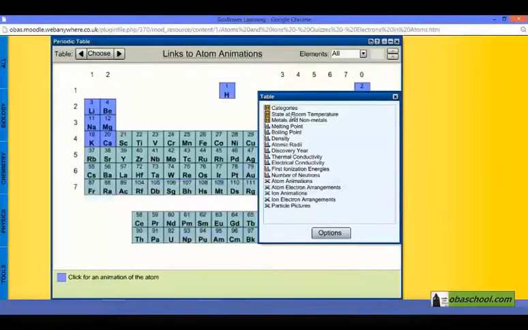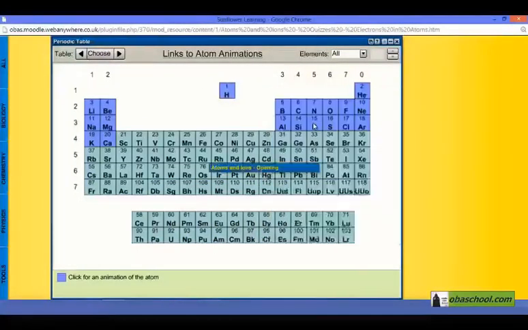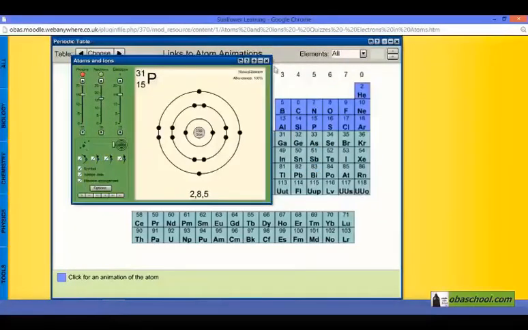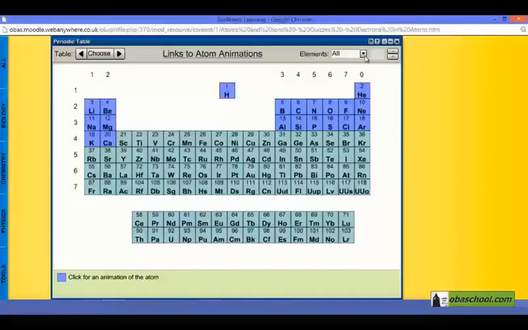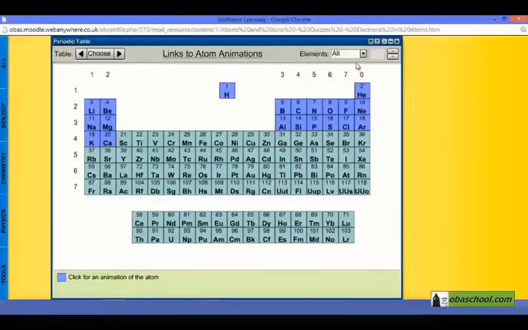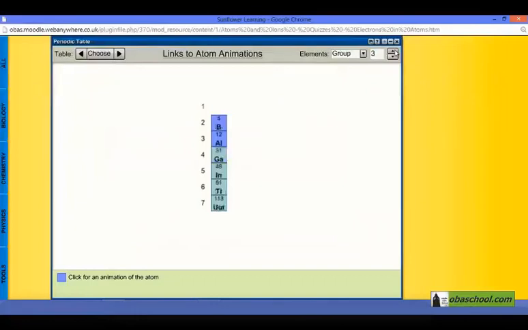You can also choose atom animation, so you can see how the atom looks and the orbits for each element. You can see also the electron distribution in phosphorus, for example. You can choose in the upper right all of the periodic table elements, or you can choose a group, and you can decide which group to the right, group 2, 3, 4, etc.